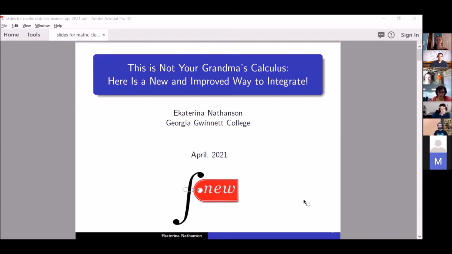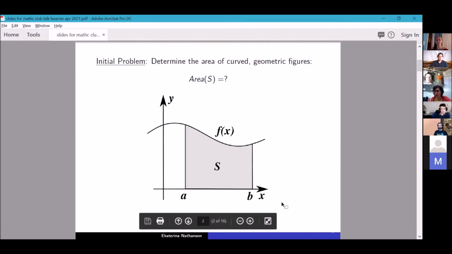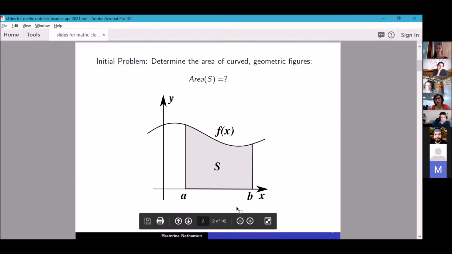First, we're going to remember where integration starts. Integration starts from the area problem. We want to calculate the area under the curve. We're given a function f of x. We can start with a positive function, and we're interested in this bounded region, bounded by the curve above, the x-axis below, and then vertical lines that go through a and b. So the question is, what is this area?